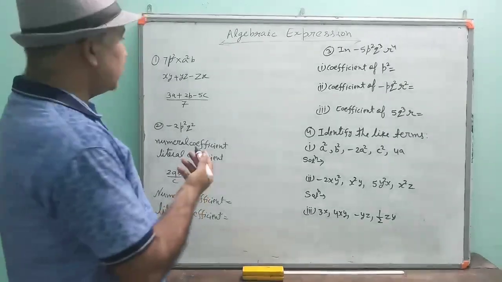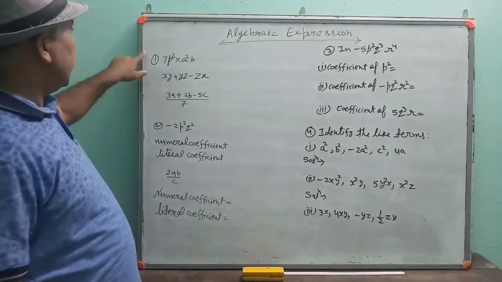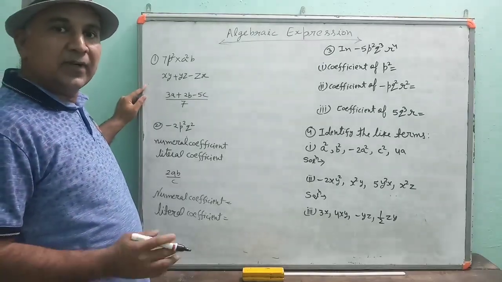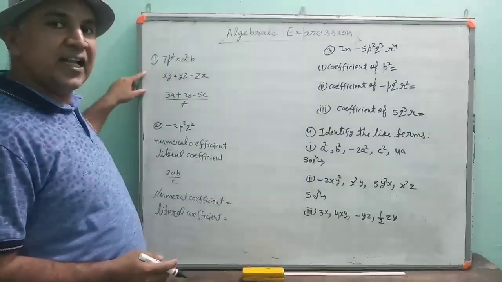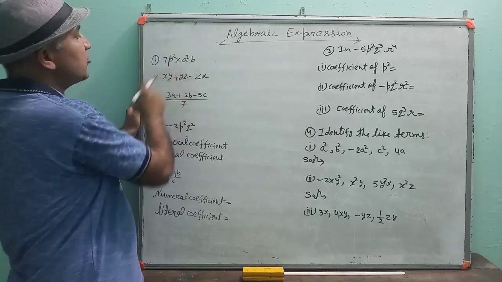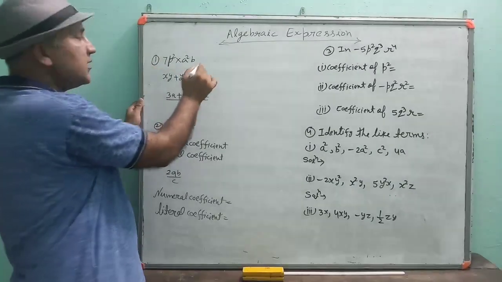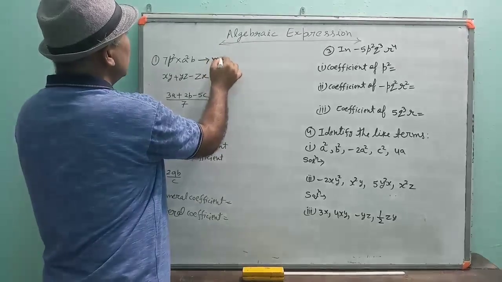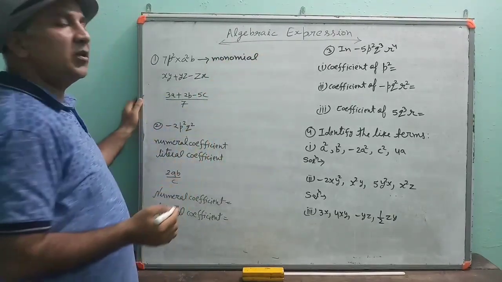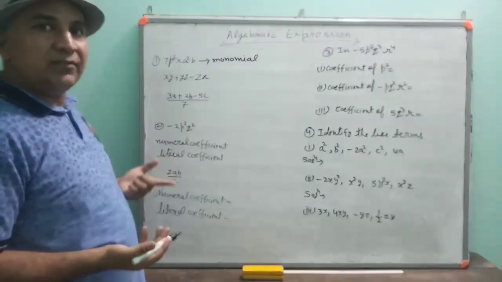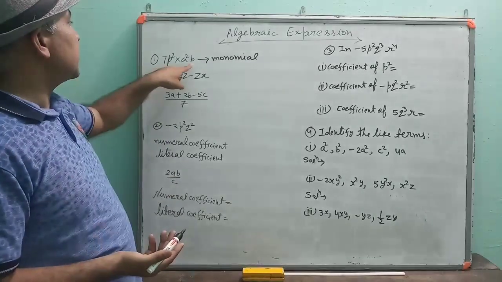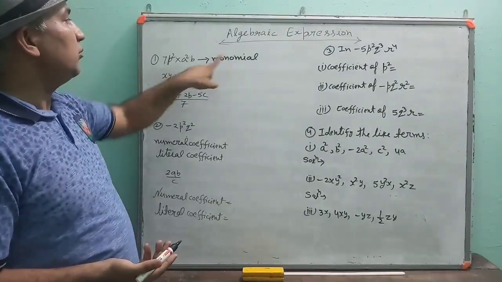Okay, now we are going to solve these questions. See here, in the first question we have to identify the polynomial. Identify the polynomial means we have to write the name of the polynomials. See in the first one, 7p square a square b. There is no plus or minus, it means this is a monomial, because this is a single term. How can we know? By seeing the plus or minus sign. There is no plus or minus, so this will be called a monomial.